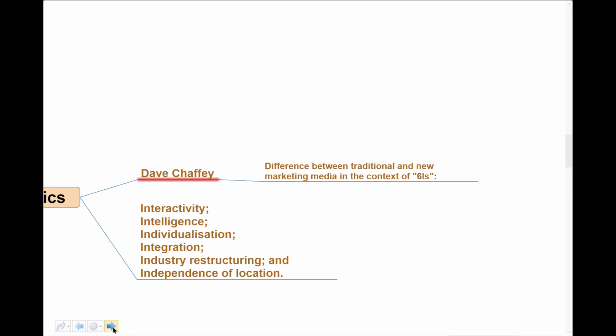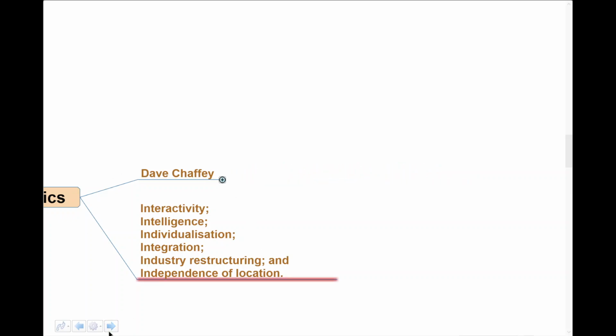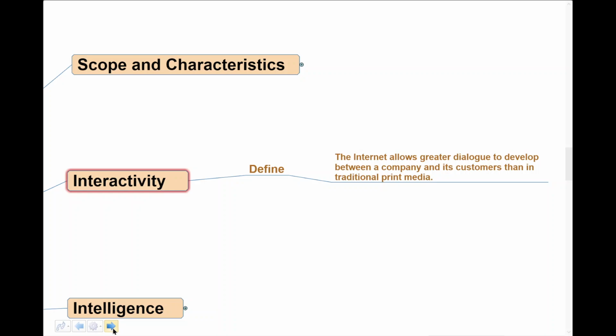And he uses the 6 I's. Each of the I's here is definitely relevant, and this is useful. I would learn these 6 I's absolutely. We've seen questions on this area for sure. Let me run you down what Chaffey says in terms of impact.